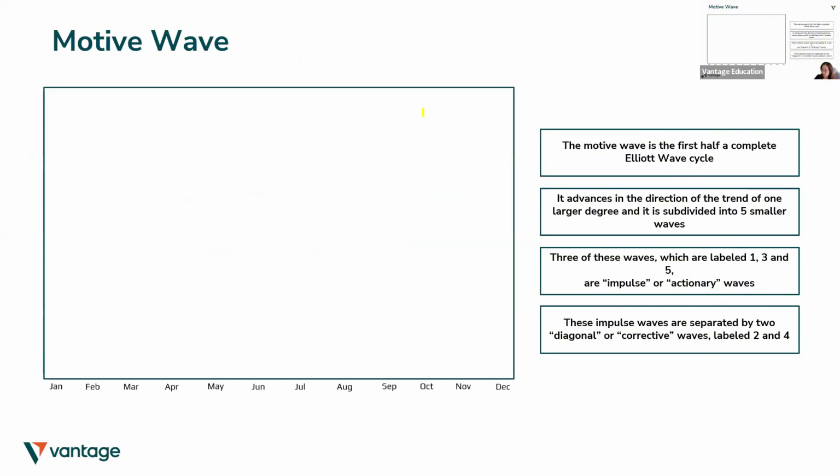What about the motive wave? The motive wave is the first half of a complete Elliott wave cycle. It will look like this: wave 1, wave 2, wave 3, wave 4, wave 5. It advances in the direction of the trend of one larger degree, and it is subdivided into smaller waves. Three of those waves, labeled 1, 3, and 5, we call impulsive or actionary waves. Those labeled 2 and 4 are corrective waves, or the pullback. So waves 1, 3, and 5 follow the trend, and waves 2 and 4 are pullbacks.